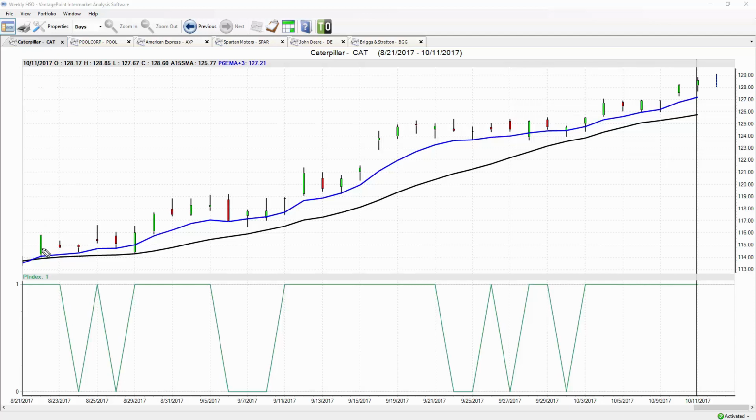So here in Caterpillar, what we're able to identify, and this is all daily bars and candles going all the way back to mid-August, is we've gotten a crossover between this blue line and the black line that you see on the chart there.